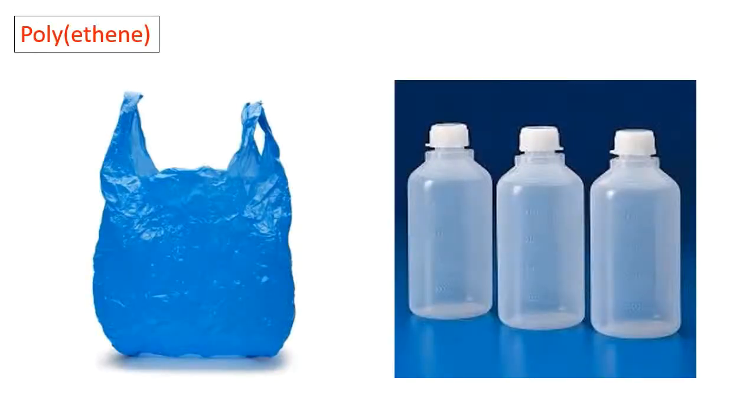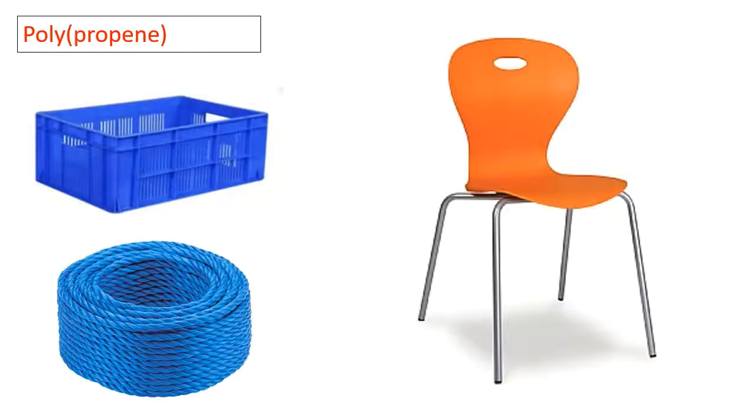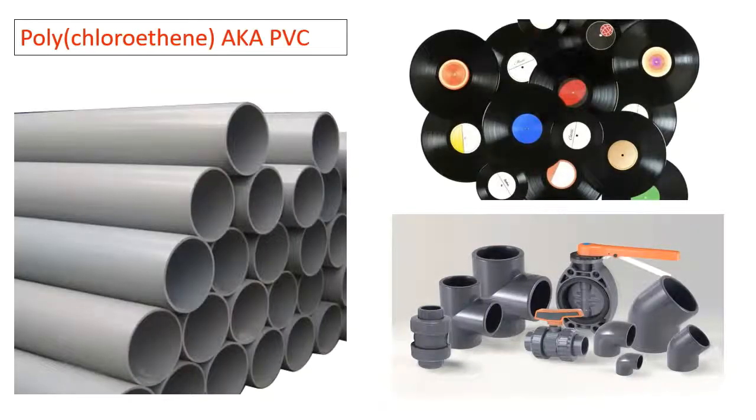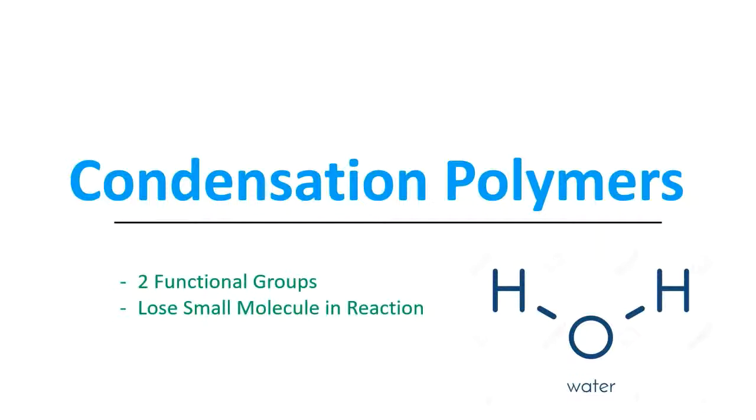Some more examples of these addition polymers include polyethylene, used in plastic bags and bottles, polypropylene, used in plastic crating, furniture and ropes, and polychloroethylene, known more commonly as PVC, or polyvinyl chloride, used for piping and the vinyl records of 1970.